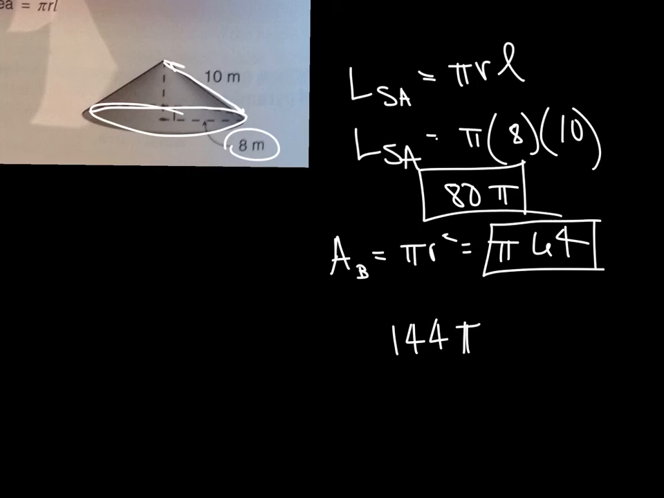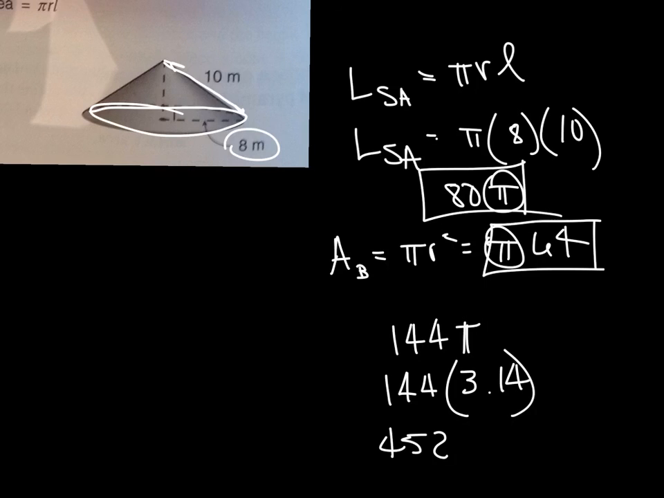Now notice, when you have pi's on your answer, like 80 pi and 64 pi, you can add those up and then just put your pi on the end, and then take 144 times 3.14 instead of pi, and you end up with 452.16, and this is in meters squared. So that ends up being, let's see, your surface area of the entire cone, and that's it.